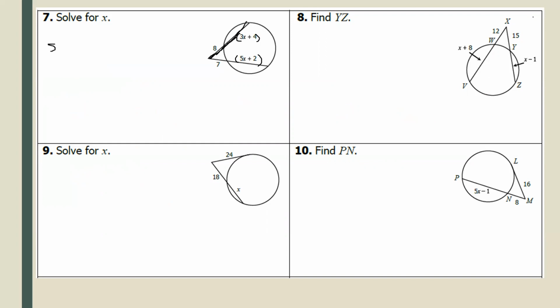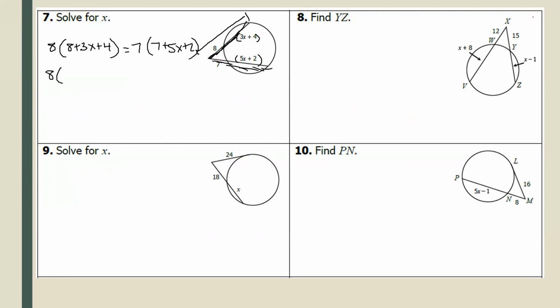The piece on the outside is 8. The length of the whole thing, well, it's just going to be 8 plus 3x plus 4. Just add your segments together to find the length of the whole thing. The second secant, the piece on the outside is 7, and the length of the whole thing, we add our segments together. And now we just play algebra.